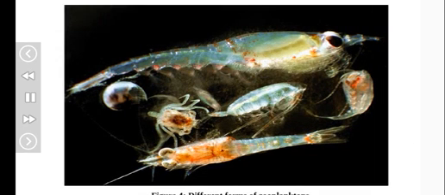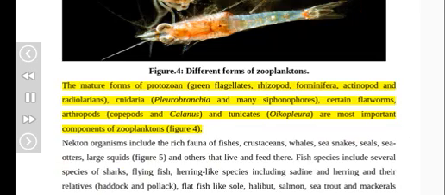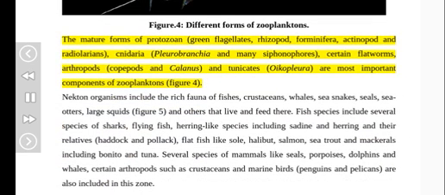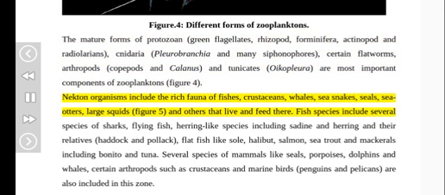The mature forms of protozoans, green flagellates, rhizopods, foraminifera, actinopods and radiolarians, cnidaria, pleurobrachia and many siphonophores, certain flatworms, arthropods, copepods and calanus, and tunicates like oikopleura are the most important components of zooplanktons. Nekton organisms include the rich fauna of fishes, crustaceans, whales, sea snakes, seals, sea otters, large squids, figure 5, and others that live and feed there.